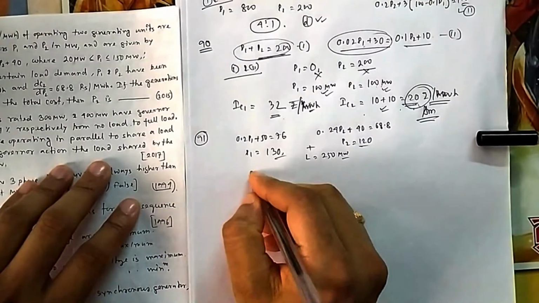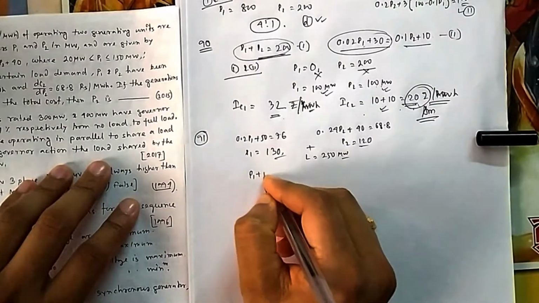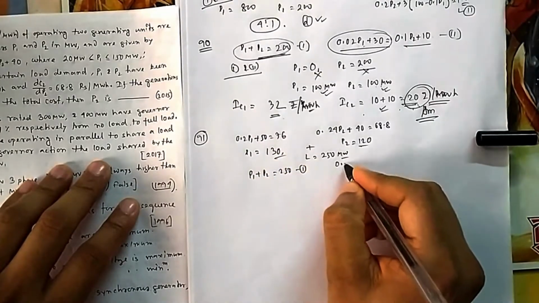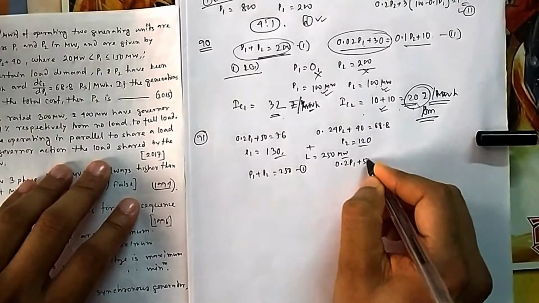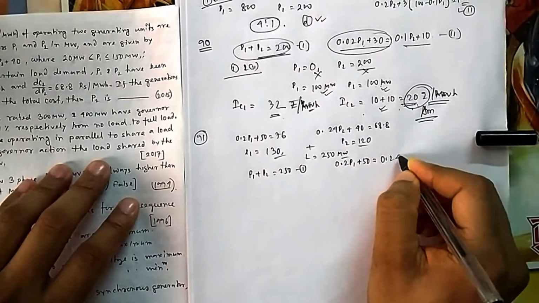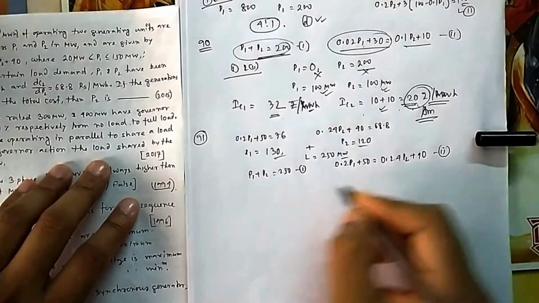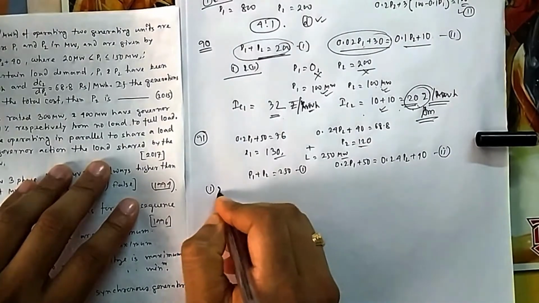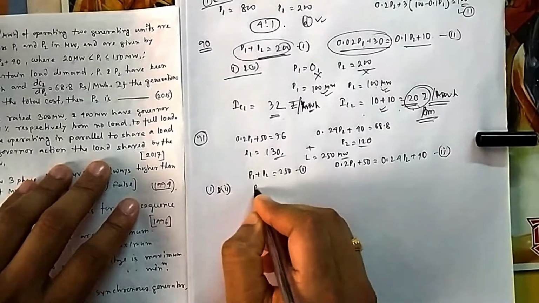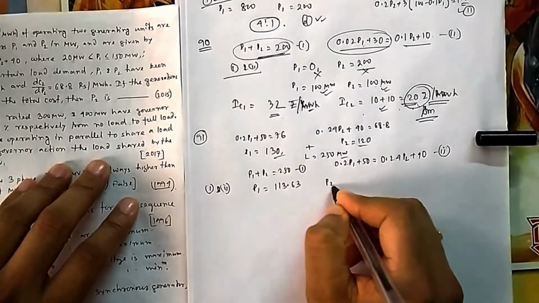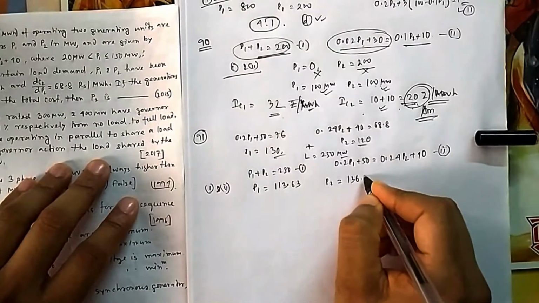So your IC1 should be equal to IC2, and P1 plus P2 should be equal to 250. This is equation 1. And the second one is that these two incremental costs should be equal. If you set them equal, you will find the second equation. Solve 1 and 2. I am directly writing, you can solve it: P1 is 113.63 and P2 is 136.36 megawatt.